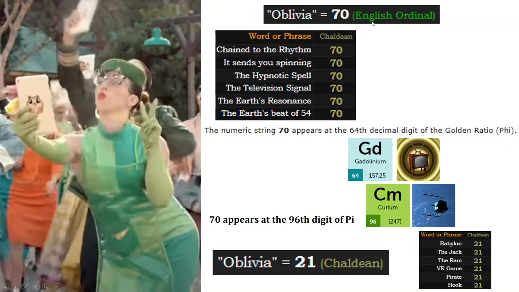Oblivia is 70 in English ordinal. In Chaldean with 70 we have chained to the rhythm. So it is interesting that the name of the song has chosen the same vibration of the name Oblivia.